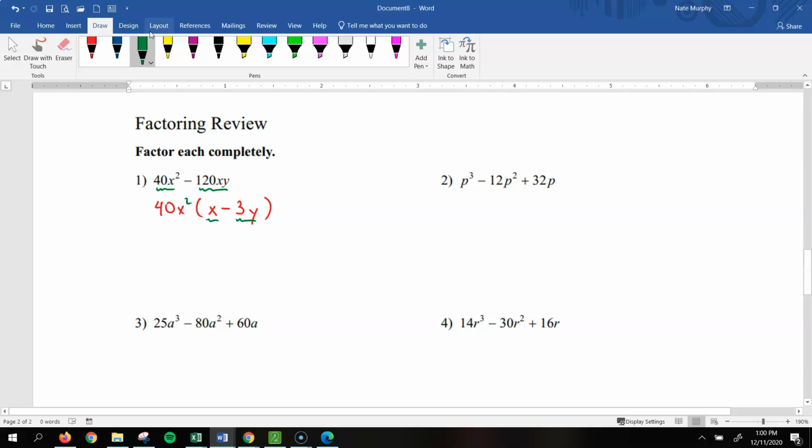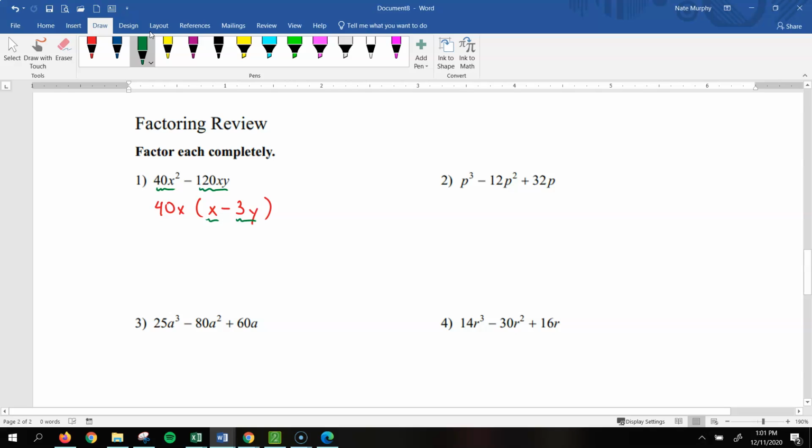So I always say that, or I want to point that out, because there are times where I see students do something like that and they have less terms in parentheses than what they start out with. And that should never happen when we're factoring out a greatest common factor. All right, let's look at the next one.